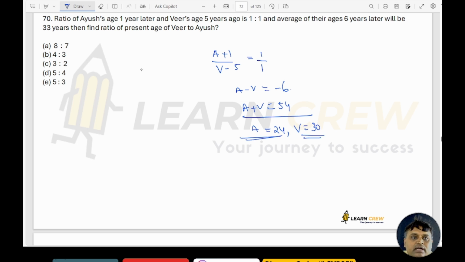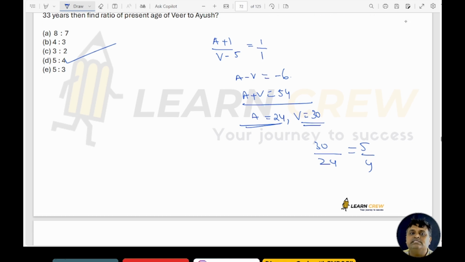Now the ratio of the present ages of Veer and Ayush, 30 by 24, is asked. So 6 5s are 30, 6 4s are 24, 5 is to 4. 5 is to 4 is the answer.